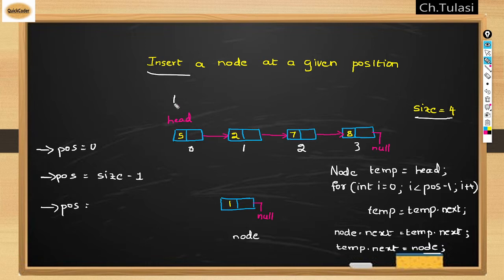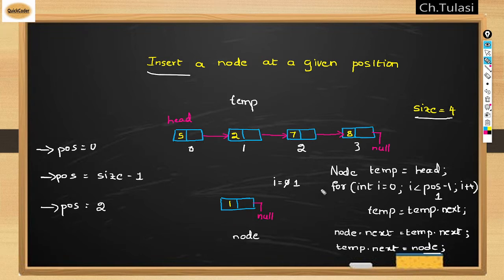Initially I'm taking a temporary node. Initially my i is equal to 0, and the loop runs up to position minus 1. For example, if my position is 2, then 2 minus 1 is 1. Initially my i is 0. I will check whether 0 is less than 1 or not. Yes, it is less than 1. Now temp is equal to temp dot next, so my temp will go to here. Now again my i will be incremented to 1. Is 1 less than 1? No. Here it stops.